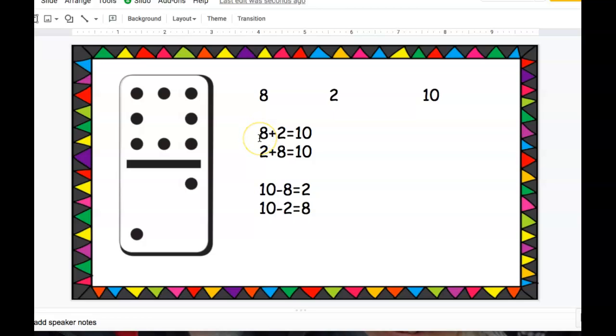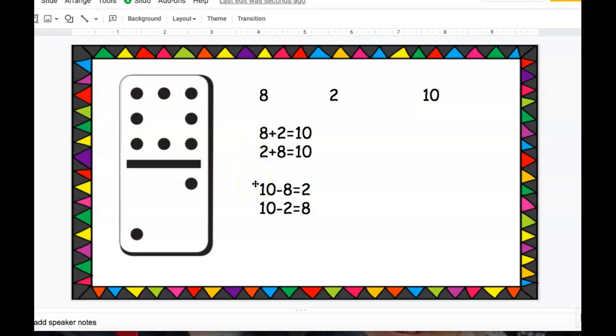So the really cool thing about a family like this is if you know that 8 plus 2 is 10, then you know 2 plus 8 is 10. And you know that 10 minus 8 is 2. And you know 10 minus 2 is 8. Because as soon as you realize that these guys are a family, it helps you solve the rest of it.